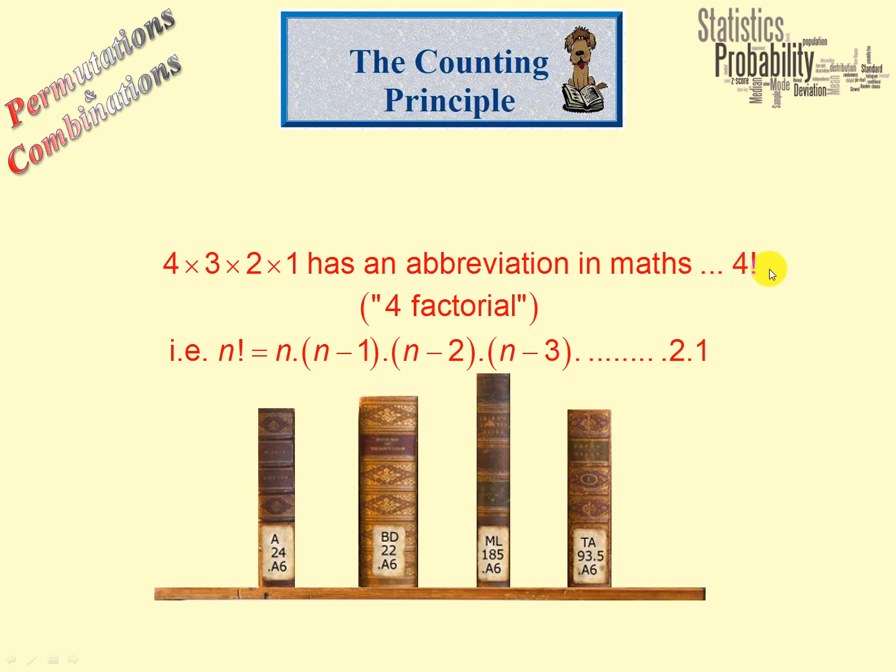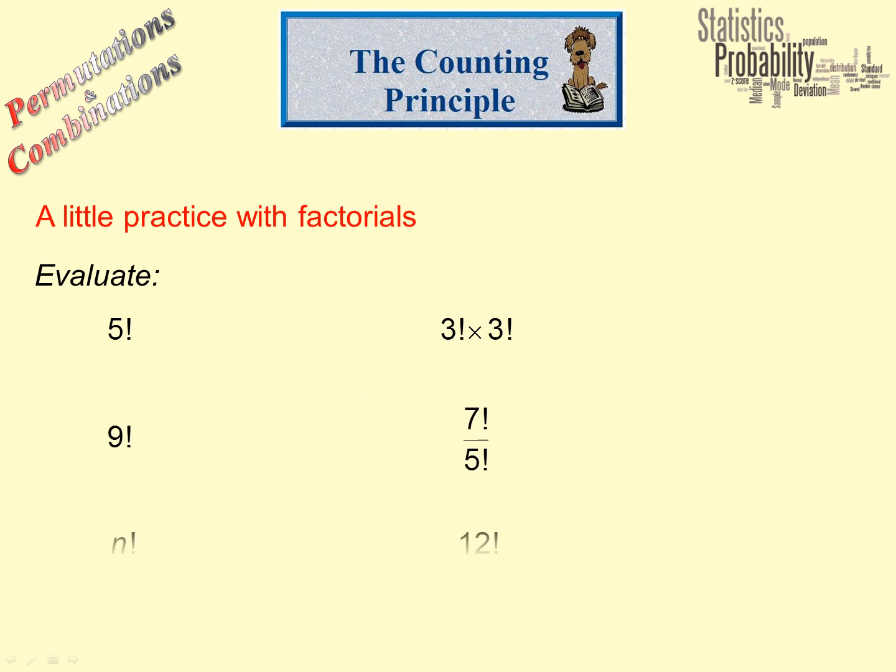4 exclamation mark, we say 4 factorial, and it means 4 downwards. So n factorial is n times 1 less than n, times 2 less than n, times 3 less than n, down to times 2 times 1. And that is your n factorial. Pause, try a little practice with these factorials. You do have a factorial key on your calculator as well, n factorial or x factorial.